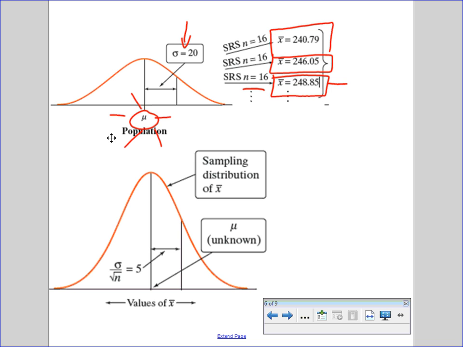Well, I don't know what the true mean of the population is, so I don't know what mu x bar is. But I do know sigma divided by square root n is 5, and so I know my populations are going to be somewhere in here. You know, if I kept doing this, these are probably in here somewhere.